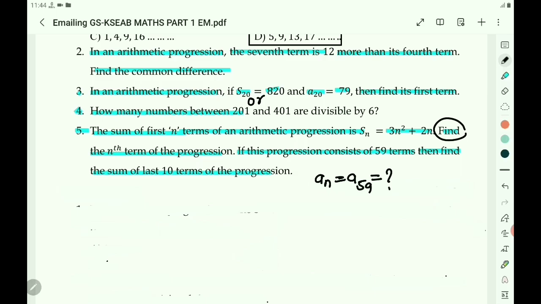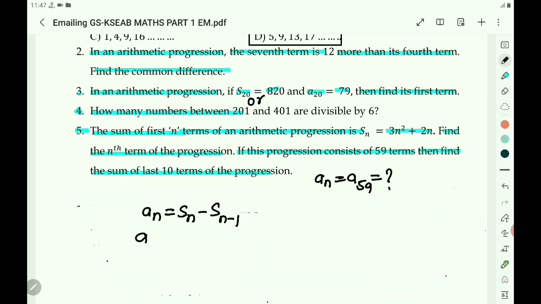In the first case we have to find out the nth term, that is the 59th term, and also we have to find out the sum of last 10 terms. Last 10 terms means here 59th term is the last term. To find the 59th term, what you have to do? Here you know the relation an equals Sn minus Sn minus 1. And we have to find out the 59th term.